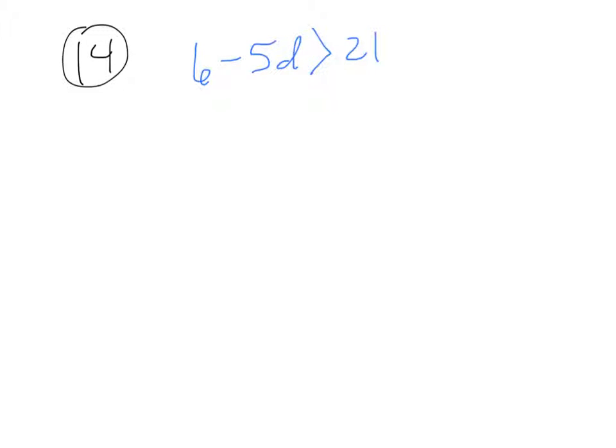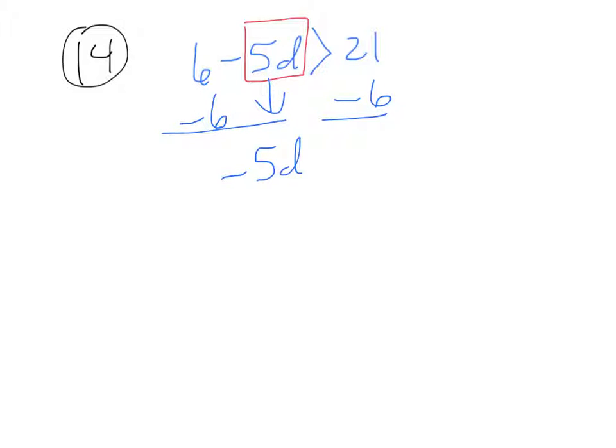On number 14, we have to get this variable by itself. So what we're going to do is subtract 6 here. Alright, and that brings down that negative 5d. 21 minus 6 is 15. We're then going to divide by negative 5.